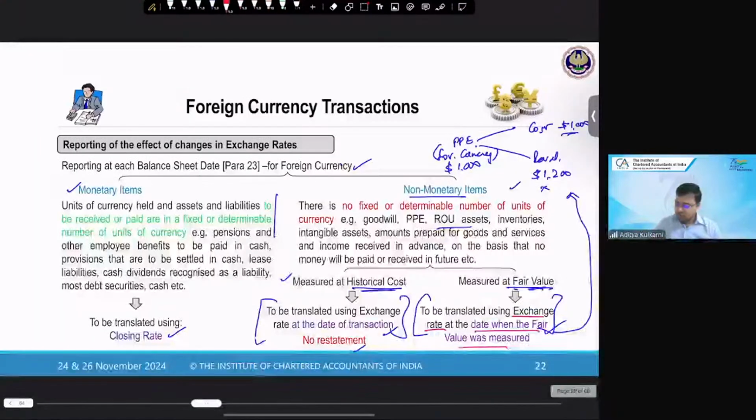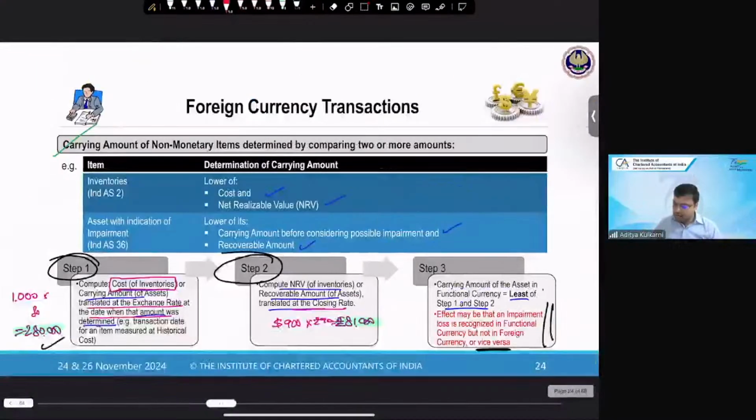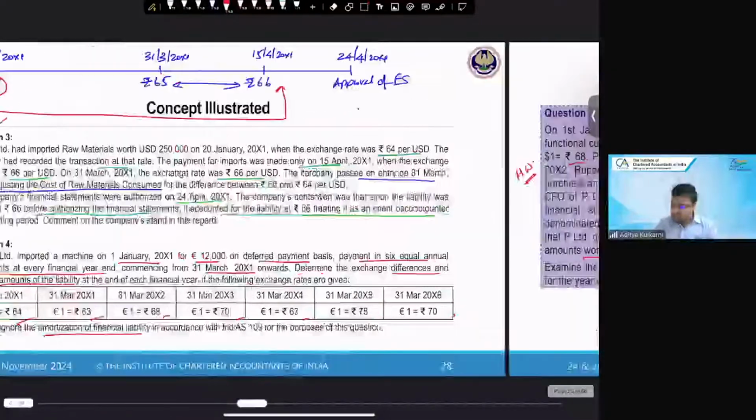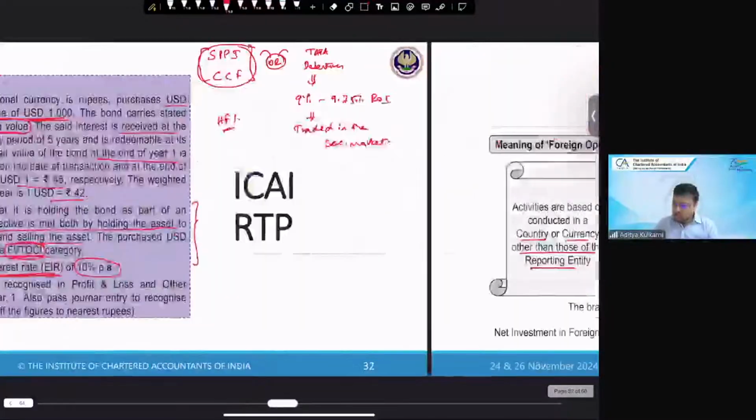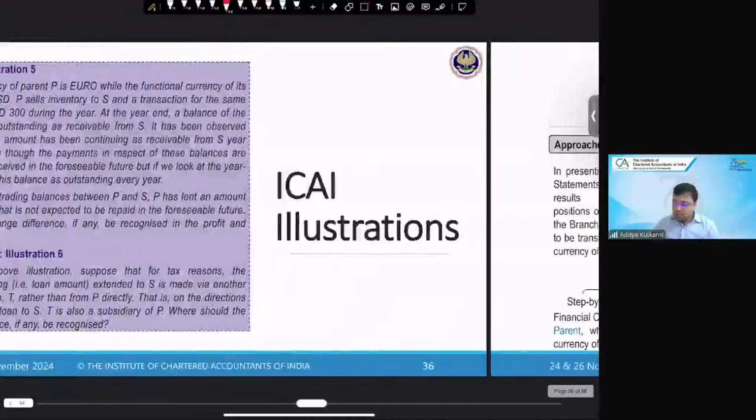Okay. Earlier, it was a bit confusing about NIFO, but with these three transactions you have written, now everything is clear.